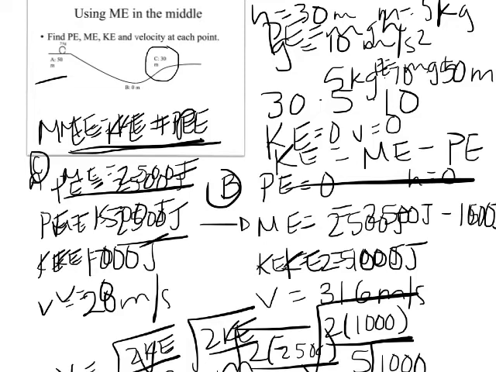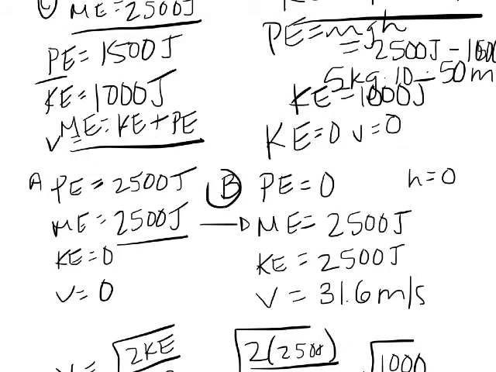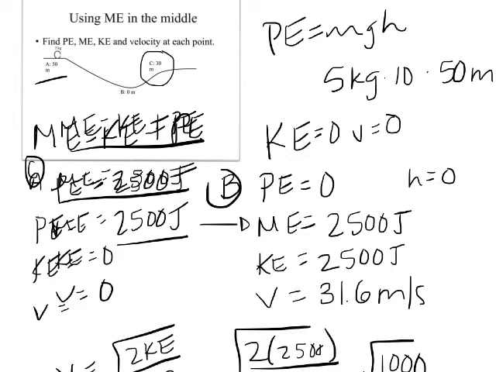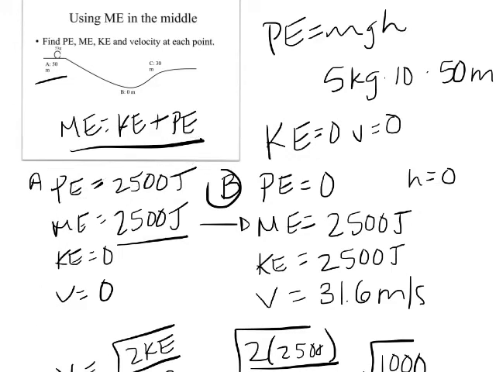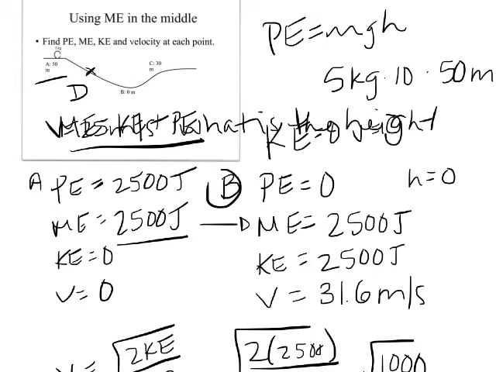One other way that you might see this applied is with, say at this point right here, we're going to call this D. We're given that the velocity is 25 meters per second. What is the height? Okay, this is another way you could use conservation of energy to figure things out. So we already know this is still the same system. Our ME is 2,500 joules.